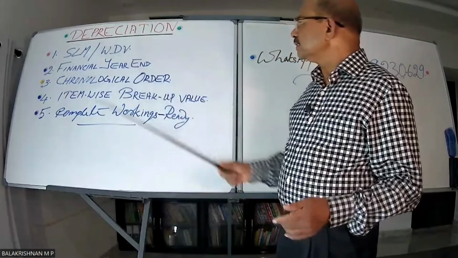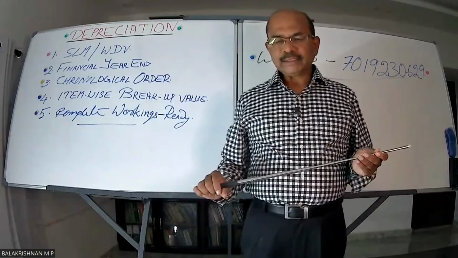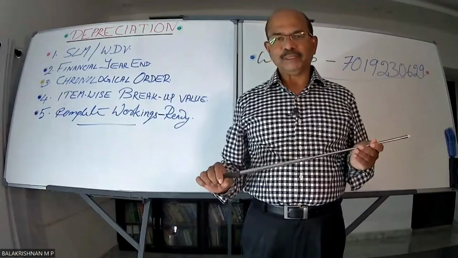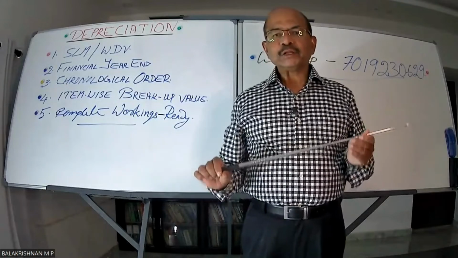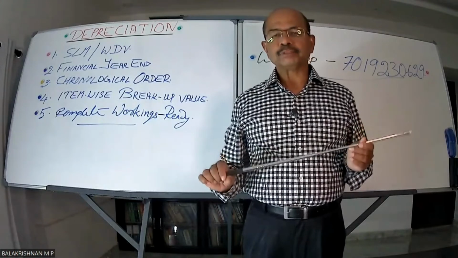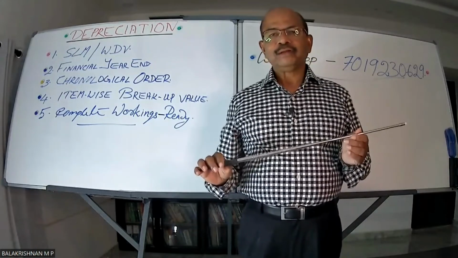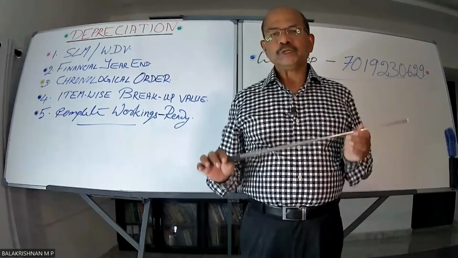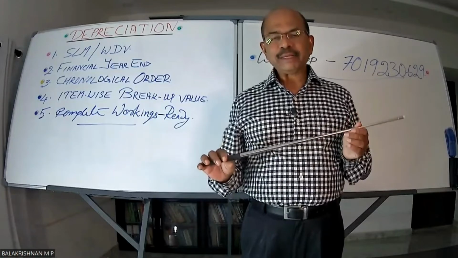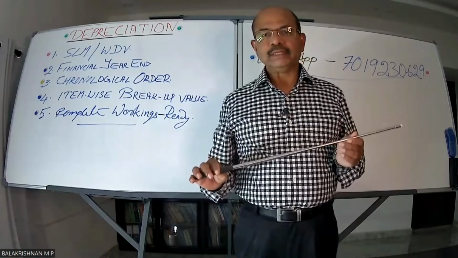Point number 1, SLM or WDV. Kindly see whether the ledger you have been asked to prepare is under straight line method or written down value method. Straight line method means you have to invariably base on the original cost year after year for the purpose of calculating depreciation. Whereas written down value method means you will invariably be basing on the year beginning written down value for the purpose of calculating depreciation.